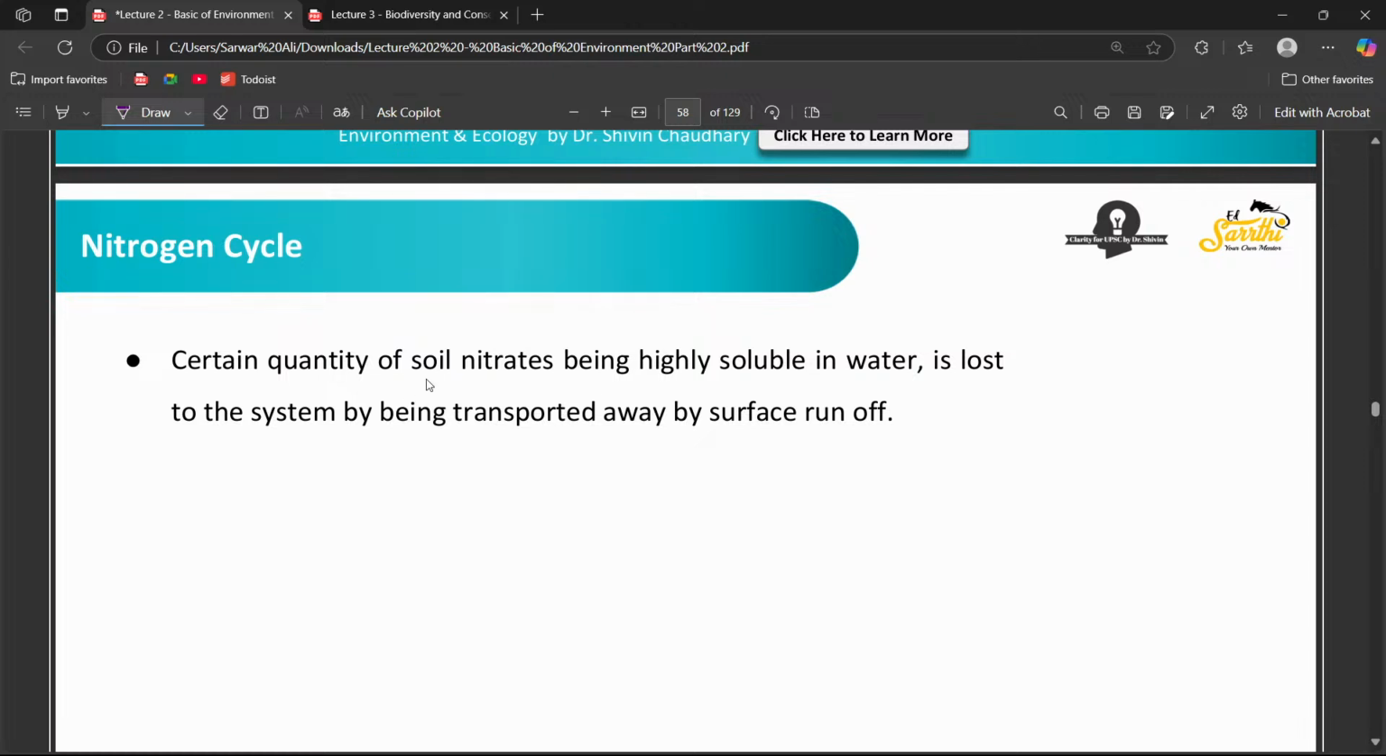A certain quantity of soil nitrates, being highly soluble in water, is lost to the system by being transported away in surface runoff. So what is happening? Some of the soil nitrates, as they are very soluble in water, are lost due to runoff. What is runoff? It is when water flows over the soil, and whatever nutrients it takes from the soil while flowing is called runoff. Because soil nitrates are very soluble, they get transported away.